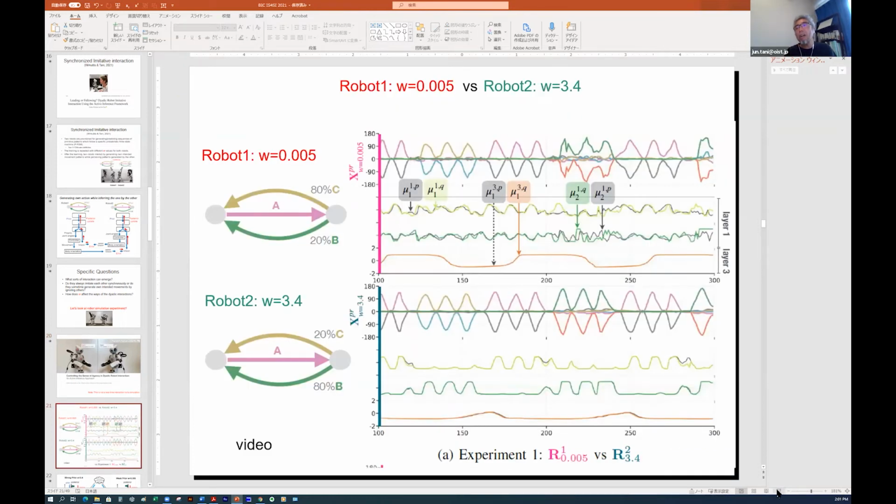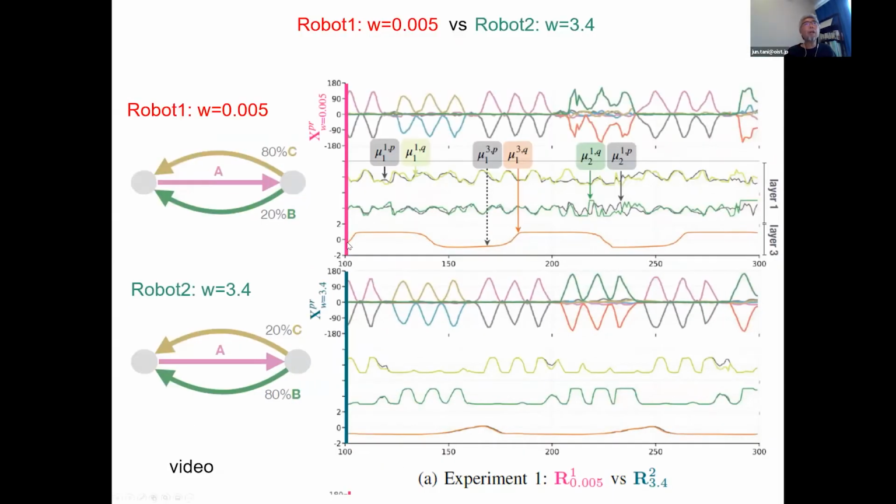Okay, so now we are showing the analysis. This is a case of the robot set with a larger W. This is a robot set with a smaller W. So this is robot 2, this is robot 1. And this is the output movement; you see that it is mostly coherent.